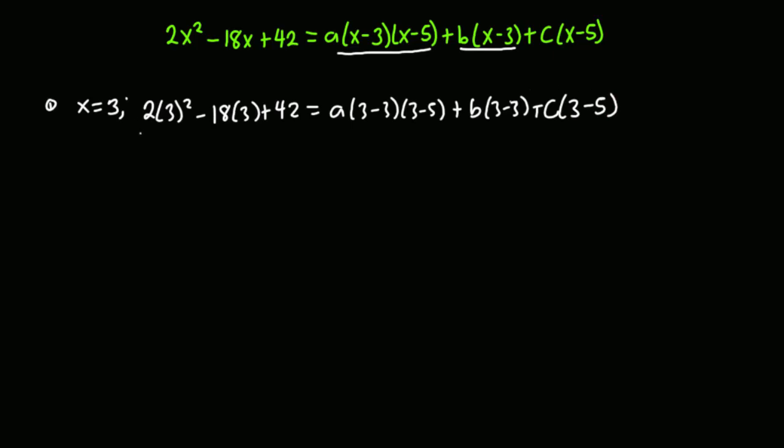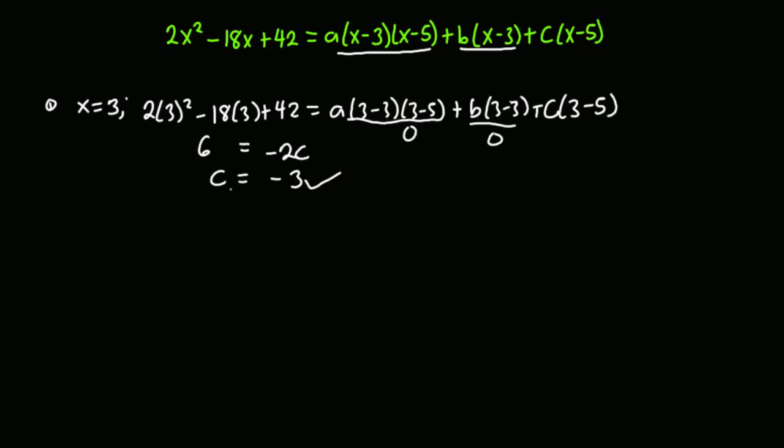So by doing so, we'll get 2 times 3 squared, which is 18, then 18 times 3 will give us 54, plus 42. This will give us positive 6. This whole thing will be 0, this will also be 0, so we'll be left with negative 2c. So c will give us negative 3.